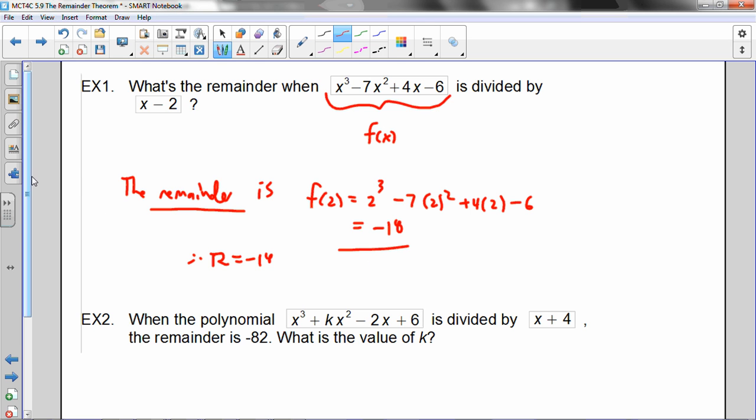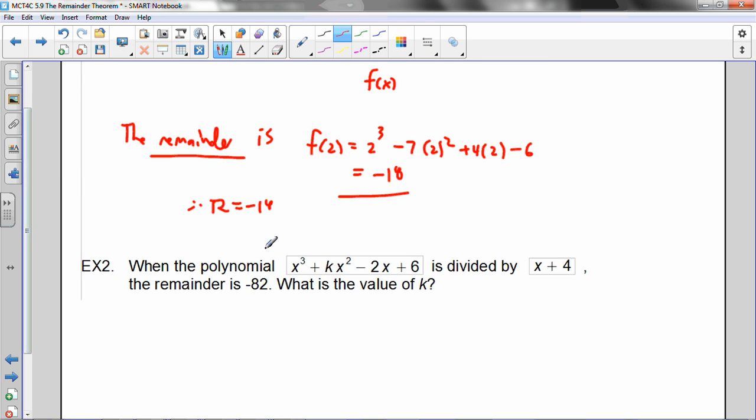Another type of question, and this is just kind of a neat thinking math question, where we've got a polynomial, but there's an unknown constant in the middle of it. And I've divided this polynomial, and I'm going to call this one f at x again. I've divided f at x by x plus 4, and the remainder is minus 82. What's the value of k? So, well, what do we know? We know that when I divide x plus 4 into that, the remainder is f at minus 4, right? That's the remainder. Well, the remainder is minus 82.